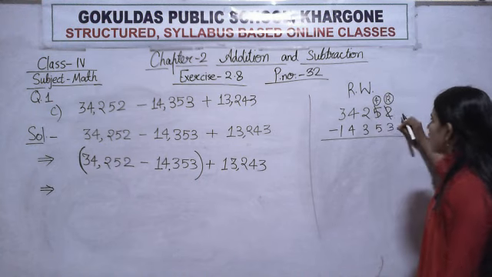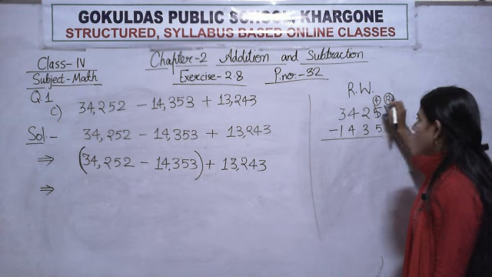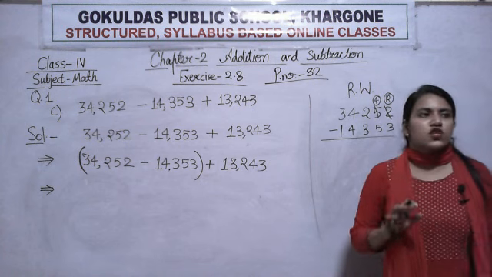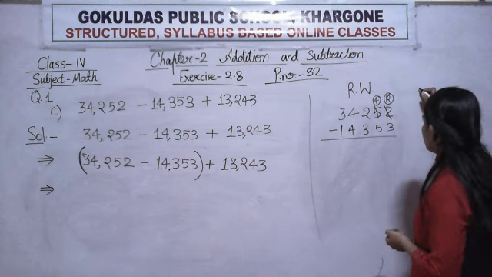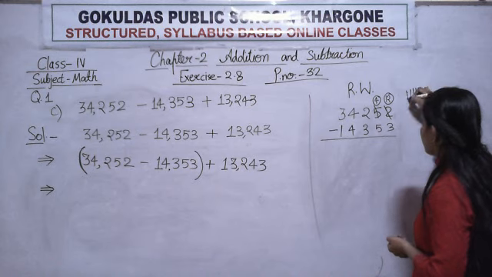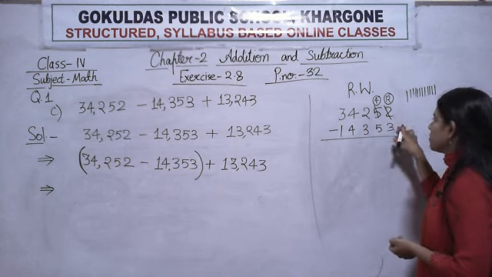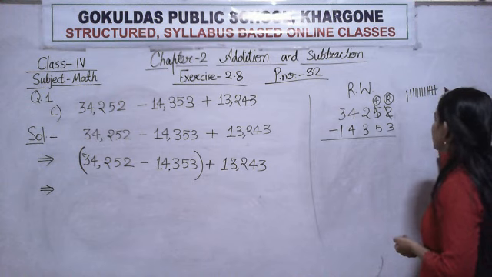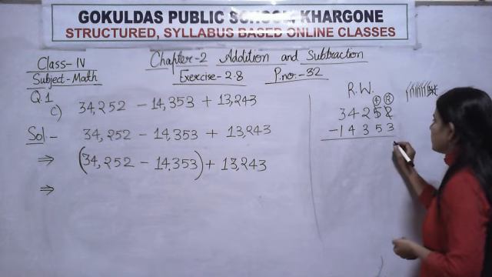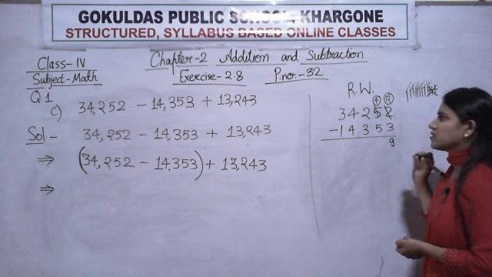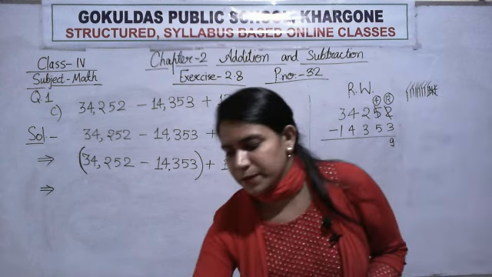Now solve the ones column. 12 minus 3. What will be your answer? Draw the 12 sticks: 1, 2, 3, 4, 5, 6, 7, 8, 9, 10, 11, 12. Now 12 minus 3, so remove 3 sticks: 1, 2, 3. When you remove these 3 sticks, how many are left? 1, 2, 3, 4, 5, 6, 7, 8, 9 sticks remain. So your answer is 9.